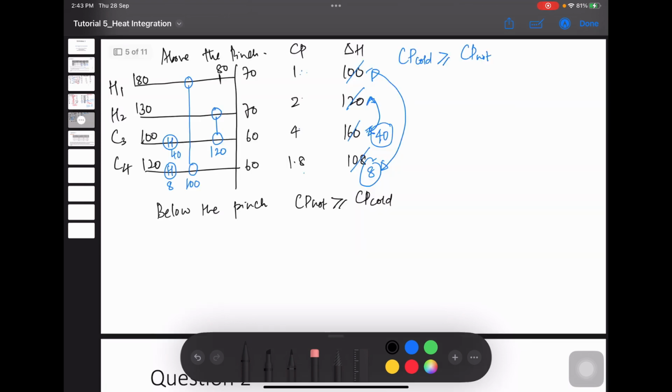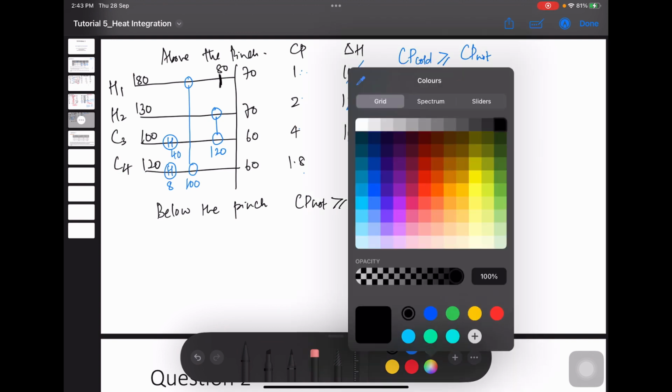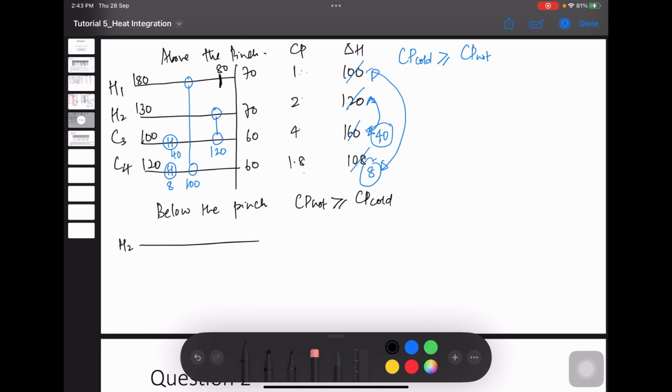If you can see here, 100 to 60 is already covered, so we don't have any more heating or cooling required here. Similarly for our stream 1, we already did our cooling until 80 degrees Celsius. We don't need any further cooling, so we have only 2 participating streams, which are H2 and C4. Our pinch temperatures here are 70 and 60, and here the temperatures are 40 and 30.